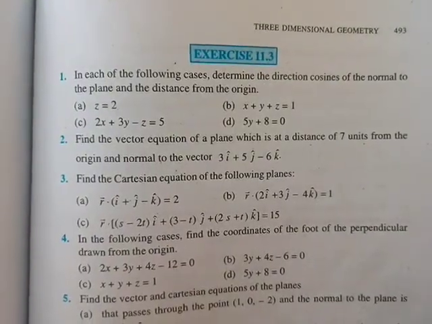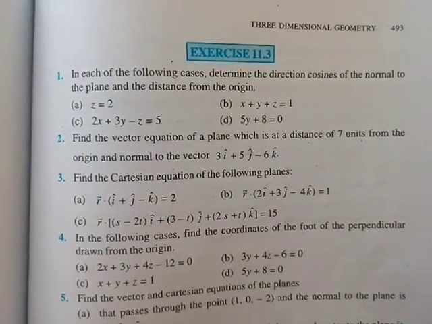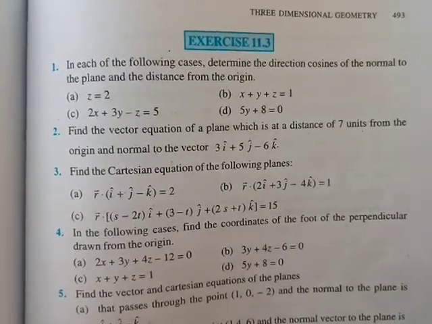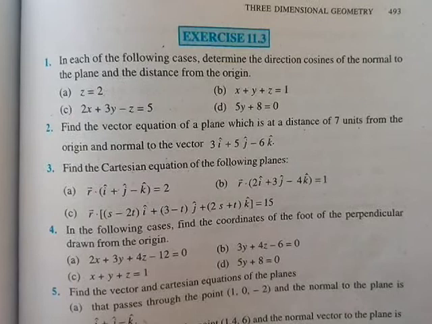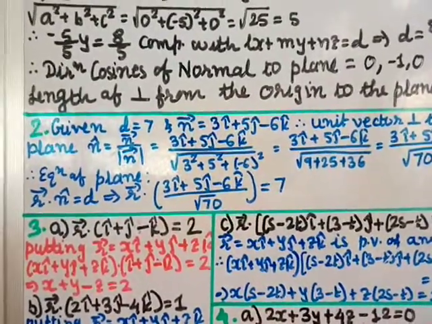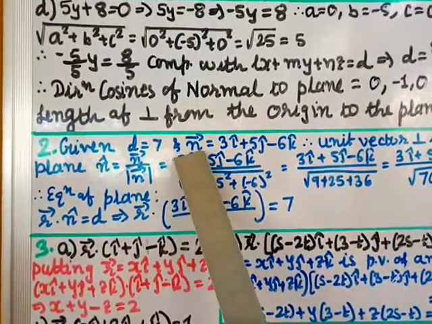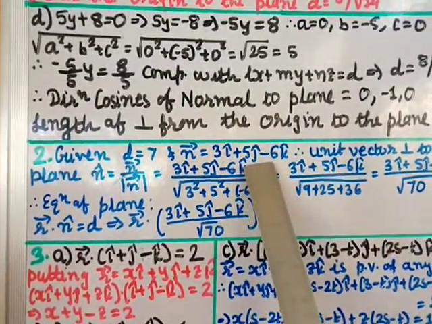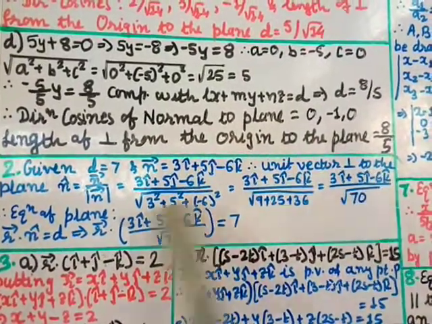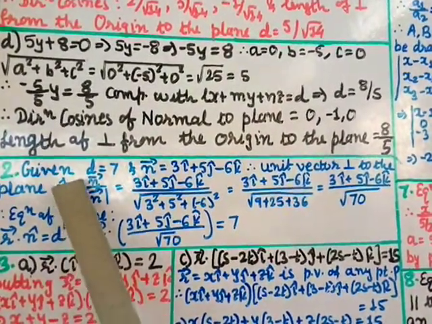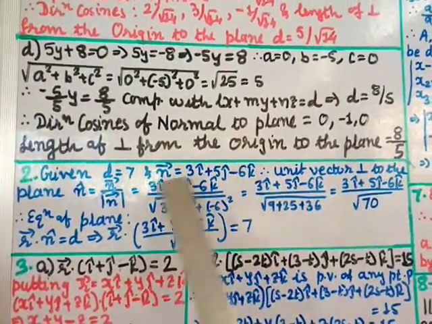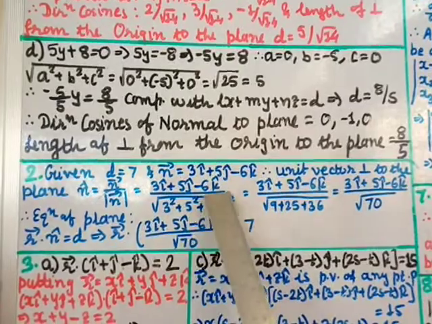Question number 2. Find the vector equation of a plane which is at a distance of 7 units from the origin and normal to the vector 3i cap plus 5j cap minus 6k cap. We are given here d equal to 7 and the normal vector n equal to 3i plus 5j minus 6k cap. Now we shall write first the unit vector perpendicular to the plane, n cap equal to vector n divided by magnitude of n.